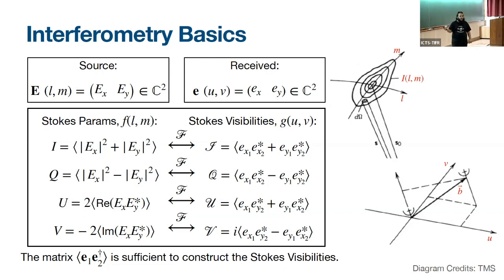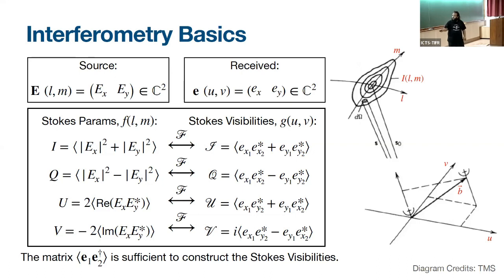I've not shown the exact nature of the Fourier transform here because it's not required for the talk. And as you can see, these Stokes visibilities are constructed completely out of things that we receive on the Earth. I just need this matrix <e1 e2†> to construct all these Stokes visibilities and in principle get back the Stokes parameters.